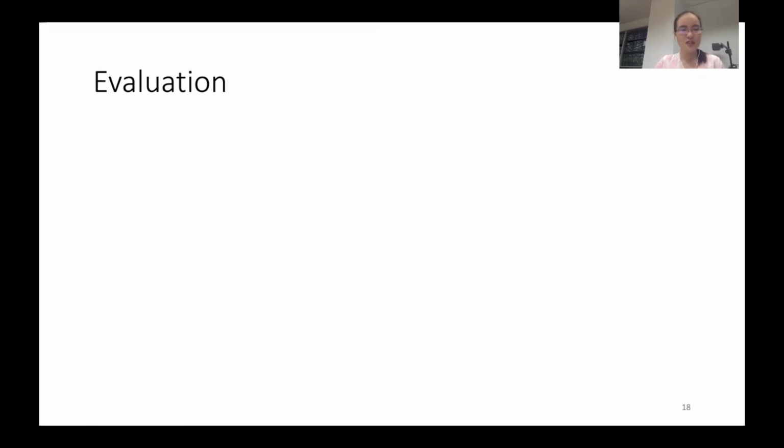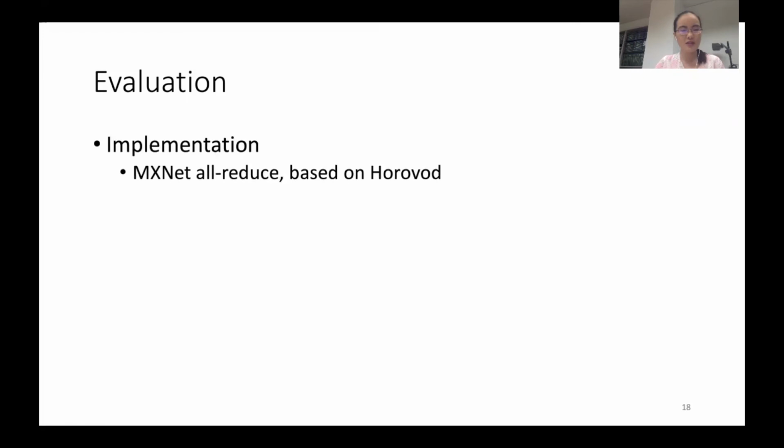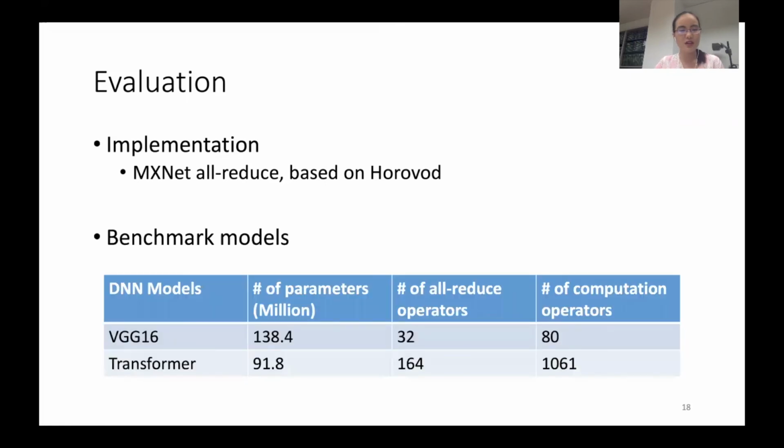In the evaluation, we do our experiments with MXNet all-reduce, which is based on the Horovod communication library. We compare the performance of our approach with different benchmark models, including VGG16 and Transformer. VGG16 has 32 all-reduce operators and 80 computation operators. And Transformer has more than 100 all-reduce operators and more than 1,000 computation operators. The number of parameters is around 100 million in both of these two models.